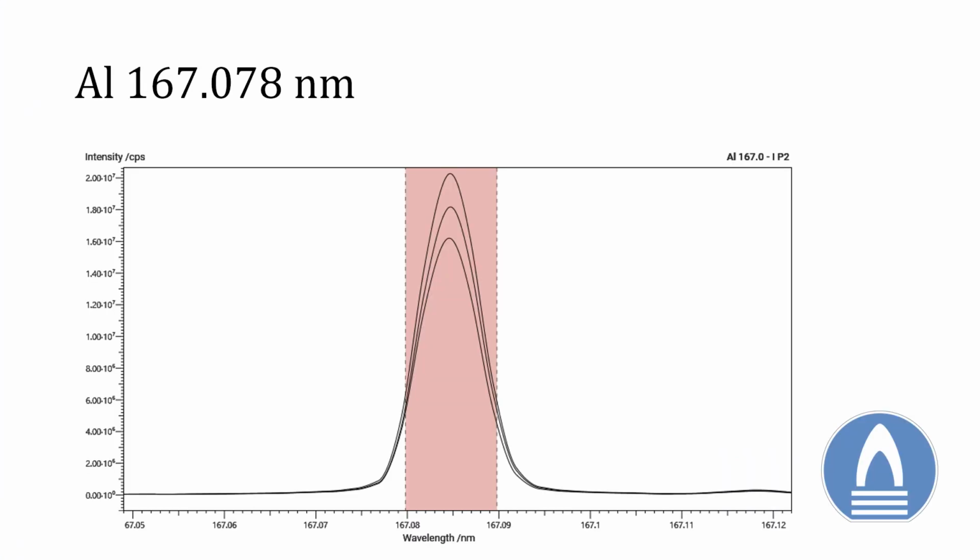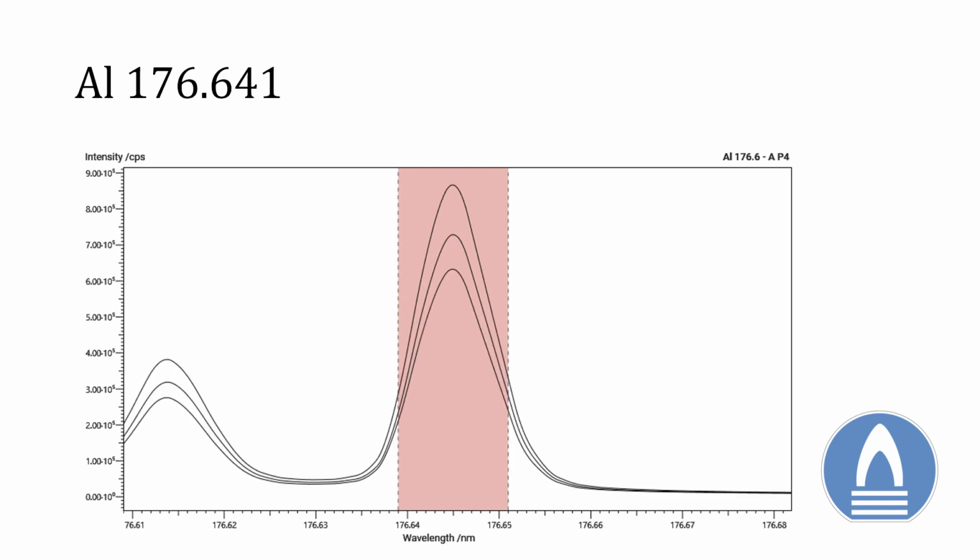So starting off with aluminium 167, in my opinion it's not the best line for high intensities. However, it's an excellent line for trace determinations of aluminium. So it's not a line that I'll use for the determination of aluminium in glass.